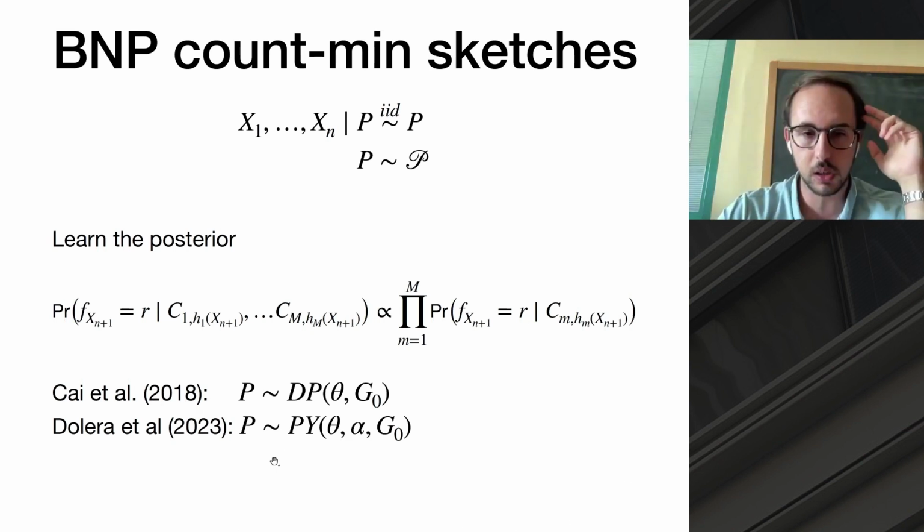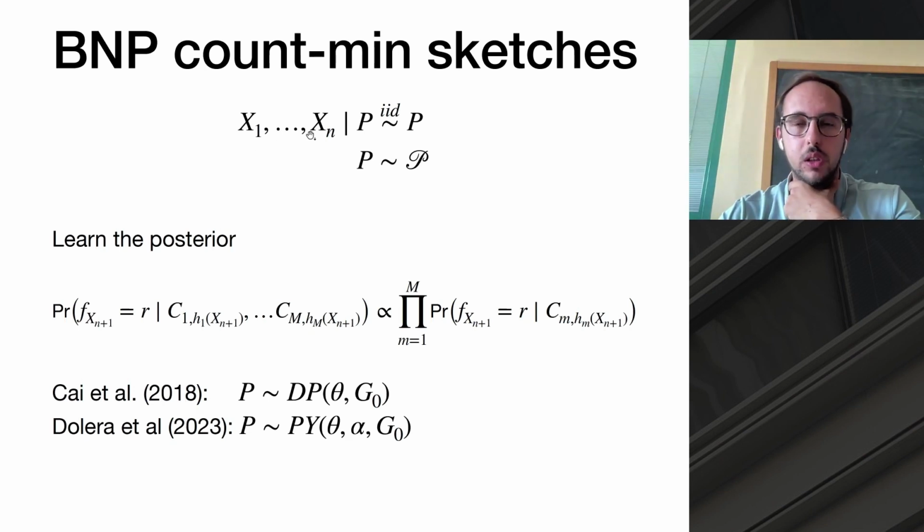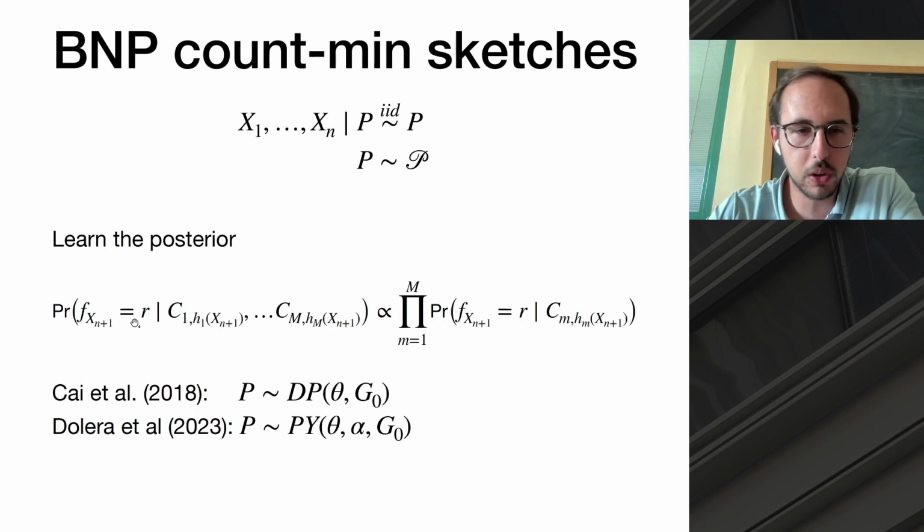And so in particular, in this paper by Cai and co-authors, people have been modeling the data stream as a sample from a random probability measure. It means that there is a random probability measure P, such that given P, X1, ..., Xn are IID P, and P is distributed according to some law. And then they consider what they call a posterior. Then we will show that this is not actually a posterior, but still is the probability that I've seen X_{n+1} equal to r times, given the same information that was going into the count mean sketch algorithm.